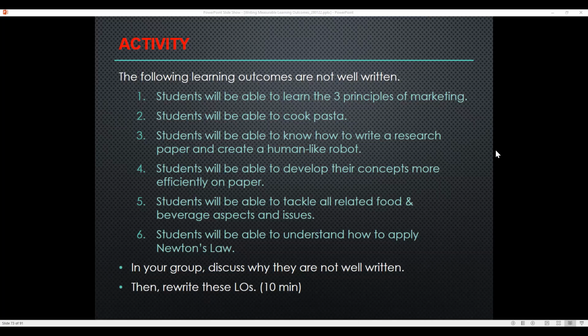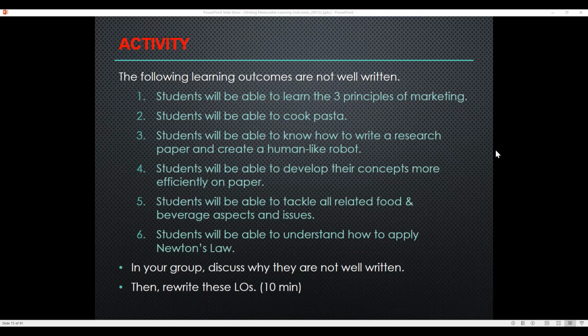Okay. Last. Student will be able to understand how to apply Newton's law. Will be able to apply Newton's law, enough. Apply. No need to understand how. Or maybe we can use describe, then it will be more specific. What is the difference between apply and demonstrate? Maybe demonstrate is just to show their understanding, then apply is using the concept to solve something.